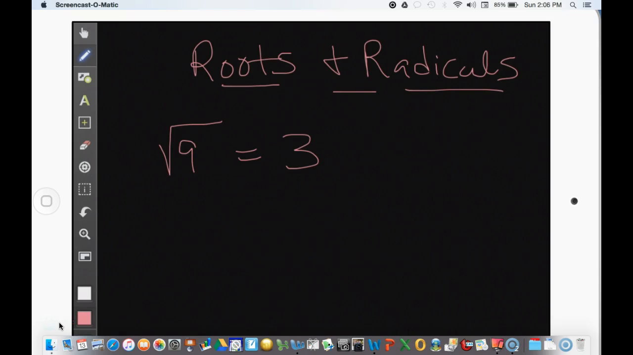But I want to make a comment because we all know that this is because 3 times 3 is 9. But we also know that -3 times -3 is 9. So we have to have a distinction between three square roots.